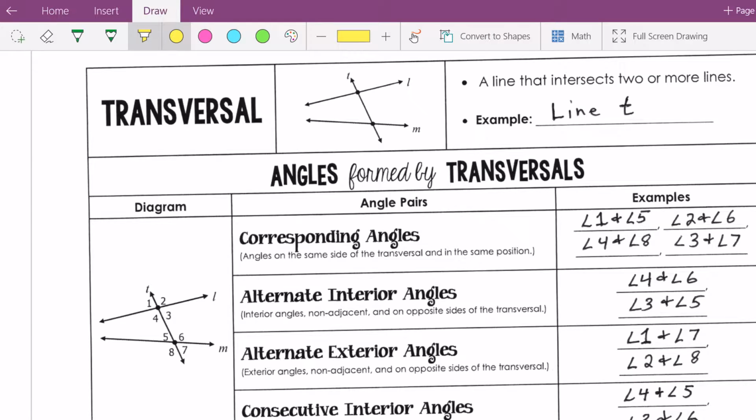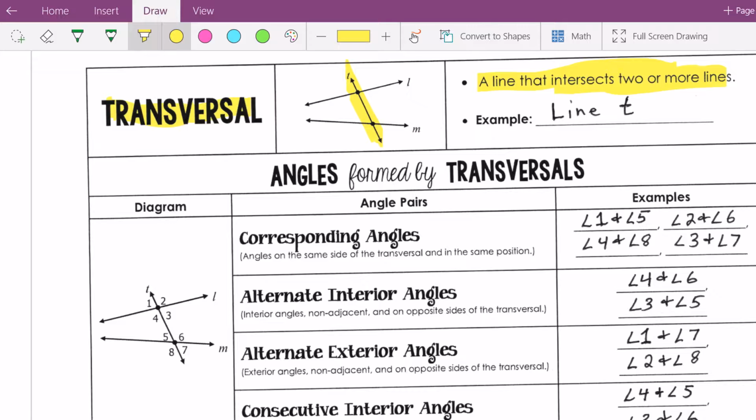Moving on to the next page, now we're talking about a transversal. So a transversal is a line that intersects 2 or more lines. So we look at this picture here in the middle, and we've got lines T, L, and M. The line that goes through both of the other ones is line T. So line T would be our transversal.